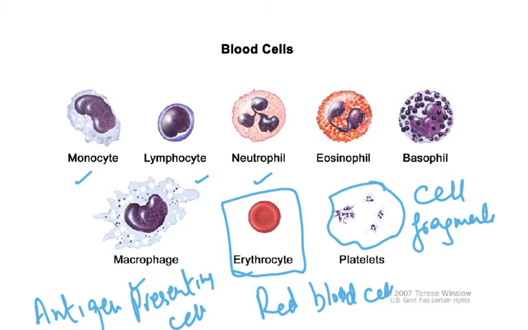So lymphocytes have a large nucleus. Neutrophil, lobed nucleus. Monocyte, I think more of a kidney-shaped nucleus. So you just have to observe and draw the structure of these and look at them in different micrographs.